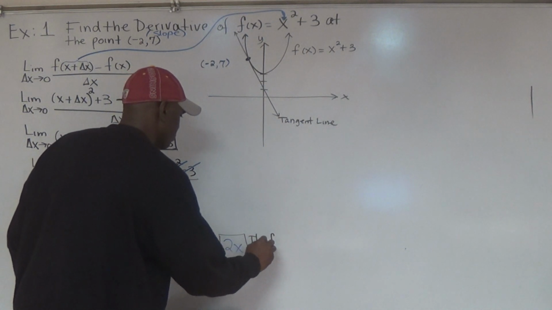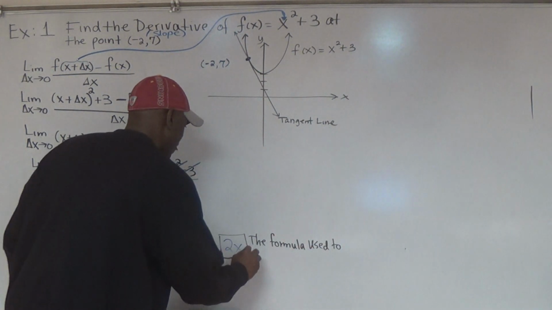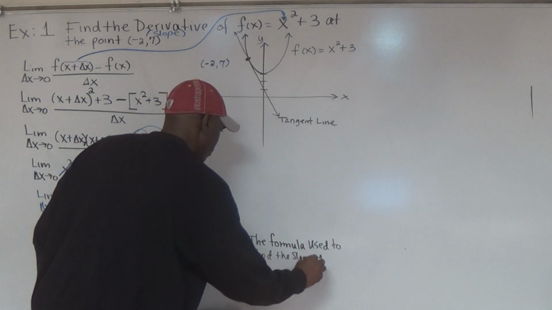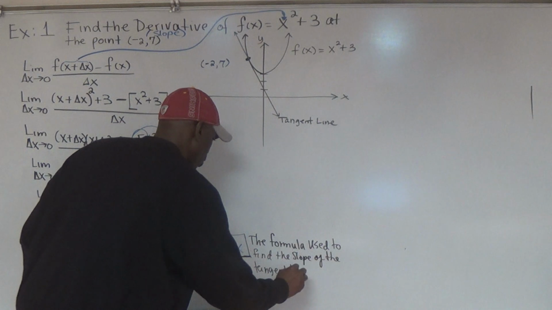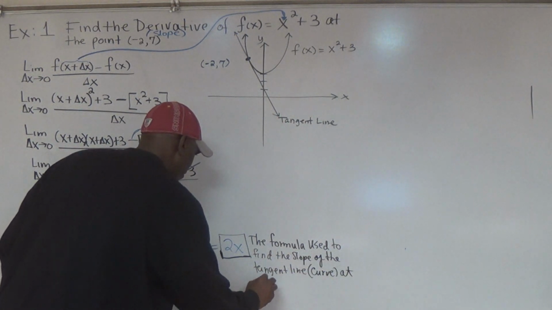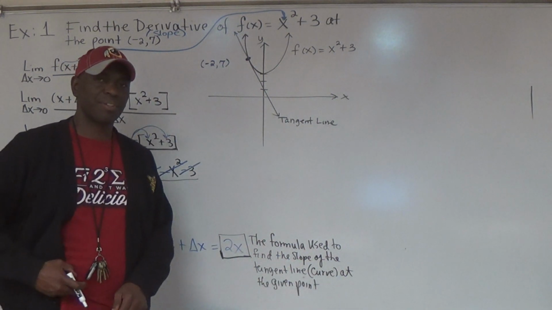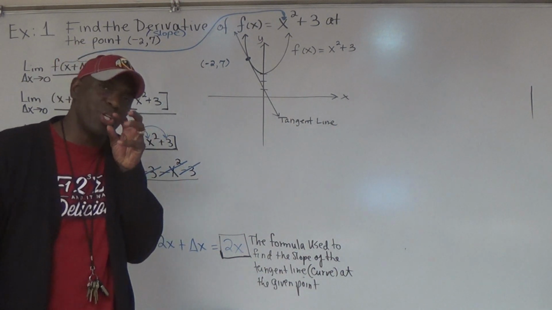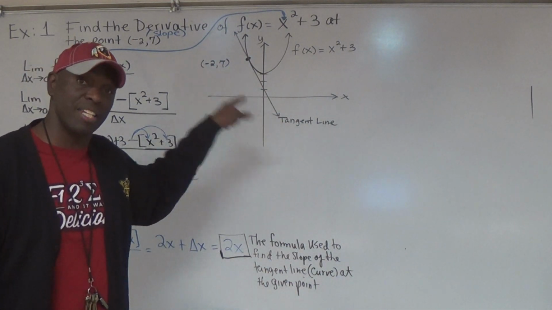the formula used to find the slope of the tangent line or the curve at the given point. You see, 2x is not the answer. It is not the answer. But it is the formula that we're going to use to find the slope of the tangent line, to find the slope of the curve at the point (-2, 7).